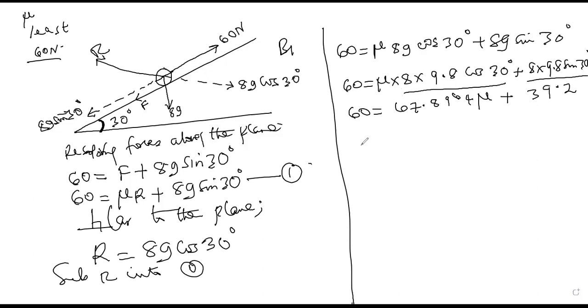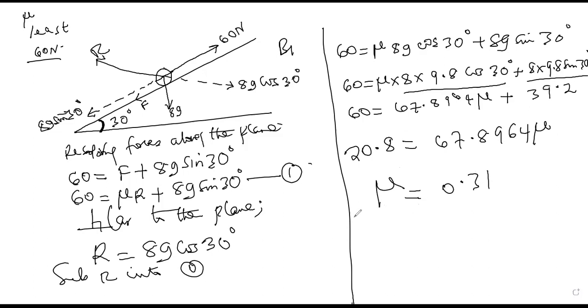Yes. Implying that when you subtract this one from this side, you'll get 20.8 is equal to 67.8964 mu. When you divide both sides, you get your mu as 0.31. What is hard? Is there anything hard here?